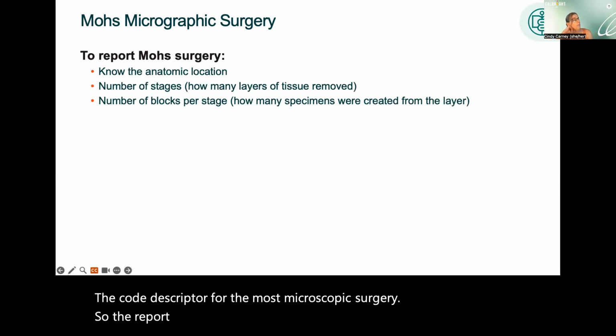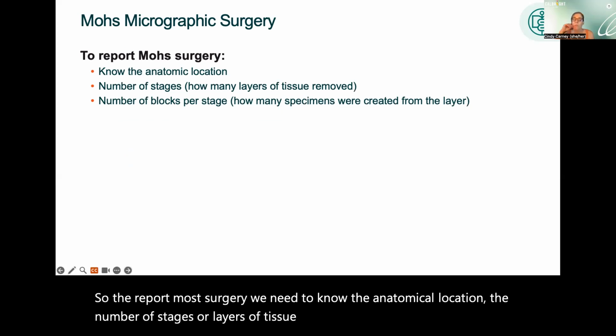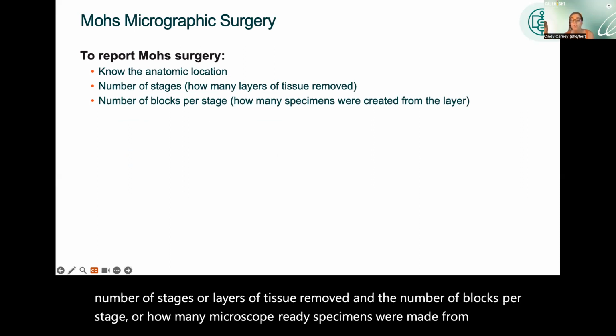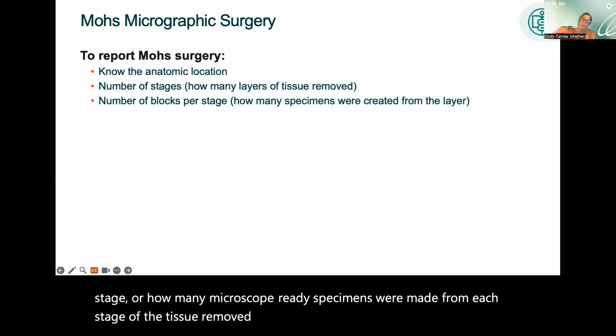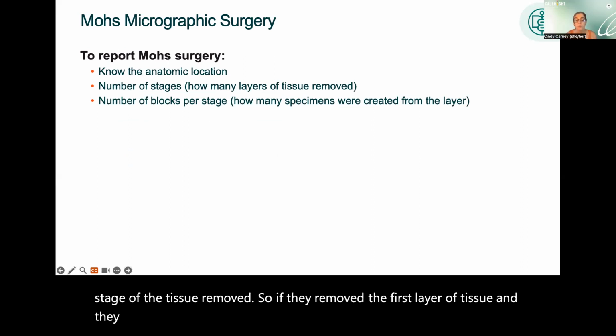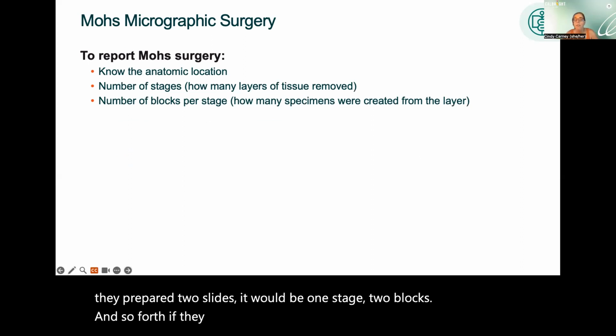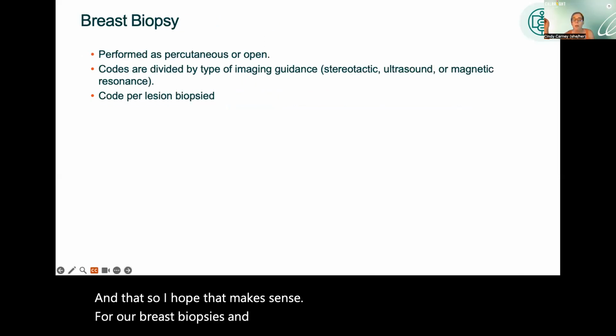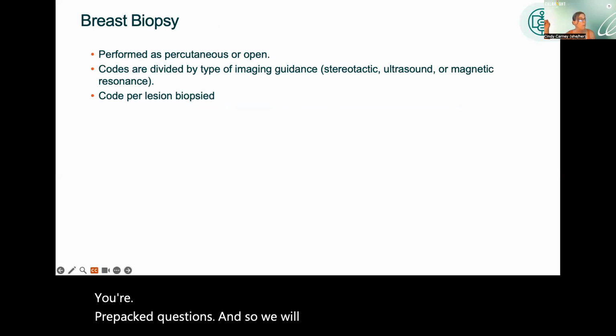So to report Mohs surgery, we need to know the anatomical location, the number of stages or layers of tissue removed, and the number of blocks per stage, or how many microscope-ready specimens were made from each stage of the tissue removed. So if they removed the first layer of tissue and they prepared 2 slides, it would be 1 stage, 2 blocks, and so forth. If they removed 2 layers, that would be 2 stages. I hope that makes sense. You did have a Mohs microscopic surgery question in your pre-packet questions, so we will talk about that in just a few moments.